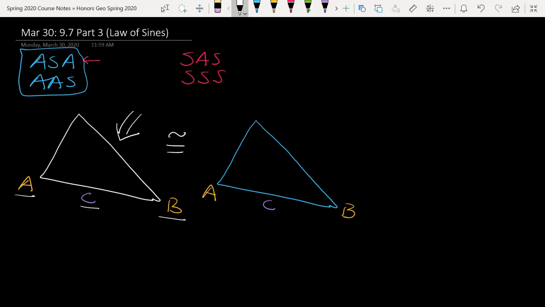I've split up ASA and AAS from SAS and SSS because there are 2 different rules that apply here. The law of sines, which we're talking about today, has to do with a case where we're looking at a triangle and we know either of these 2 scenarios. So we know an angle, a side, and an angle, or an angle and then a non-included side. The next video, we're going to take a look at the other rule.